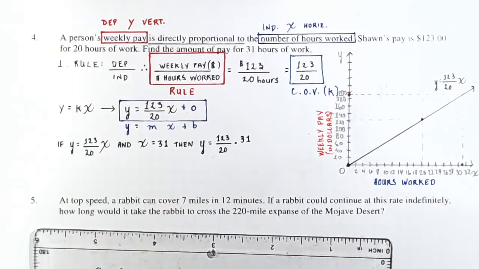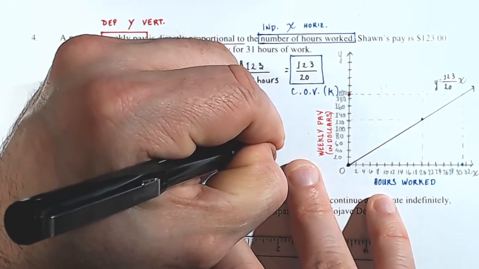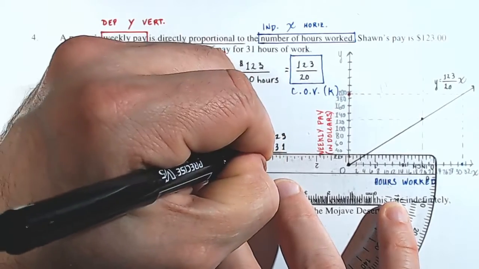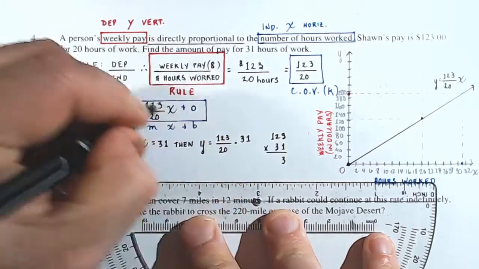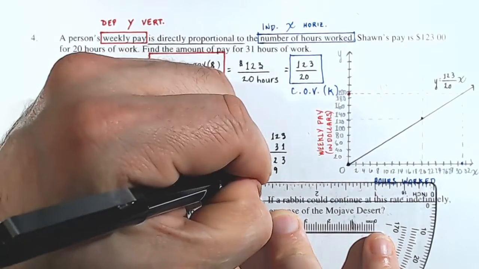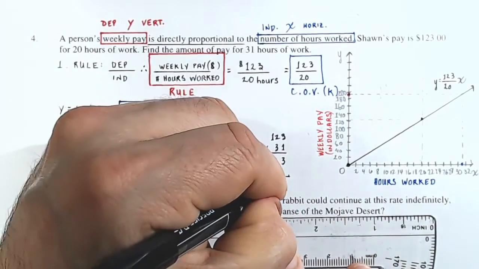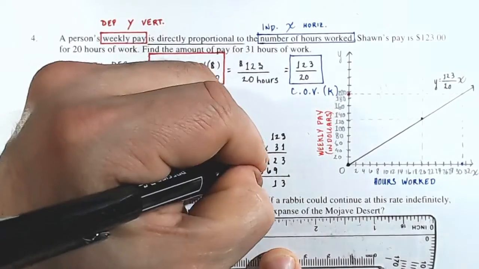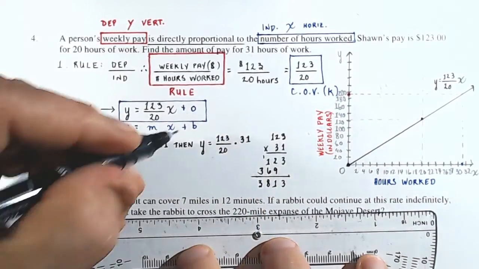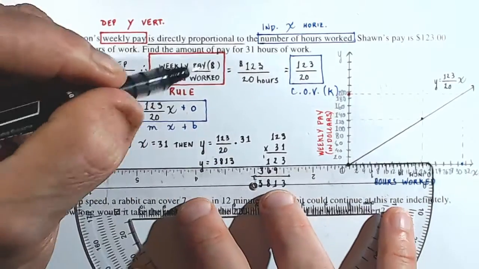So we have to go ahead and do this multiplication. 123 times 31. Three times 1 is 3. 2 times 1 is 2. 1 times 1 is 1. 3 times 3 is 9. 2 times 3 is 6. 1 times 3 is 3. Now we'll add these. 3, 11, 8, 3. Okay, so now our equation is y equals 3813 divided by 20.